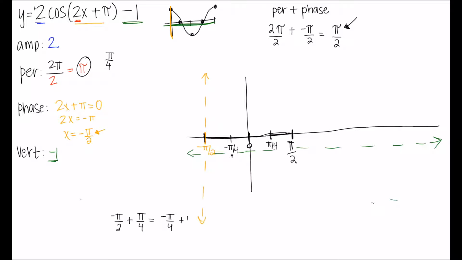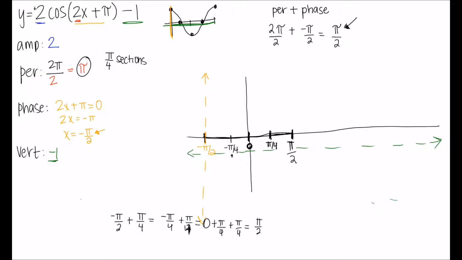And then we would add pi fourths to that to get 0, which is the next little tick mark on our graph. And then if you added pi fourths to that, you would get over here to pi fourths. And then if you added pi fourths to that, you get to 2 pi fourths, which is pi over 2. That's the last value.